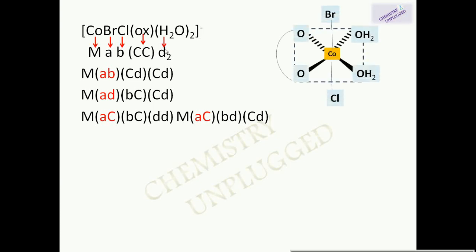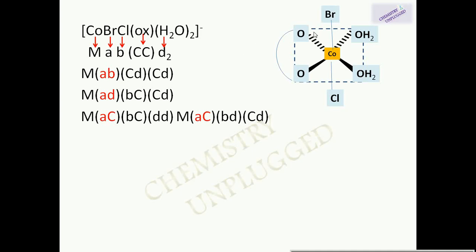So CD. Next possible combination is that AD is constant. Now AD is constant. So B is trans to C and C is trans to D. In the next type, we will take AC constant. So B, C is trans to each other, and DD. And another possible combination is that BD are trans to each other and CD are trans to each other. So there are 4 different types of geometrical isomers for this complex.